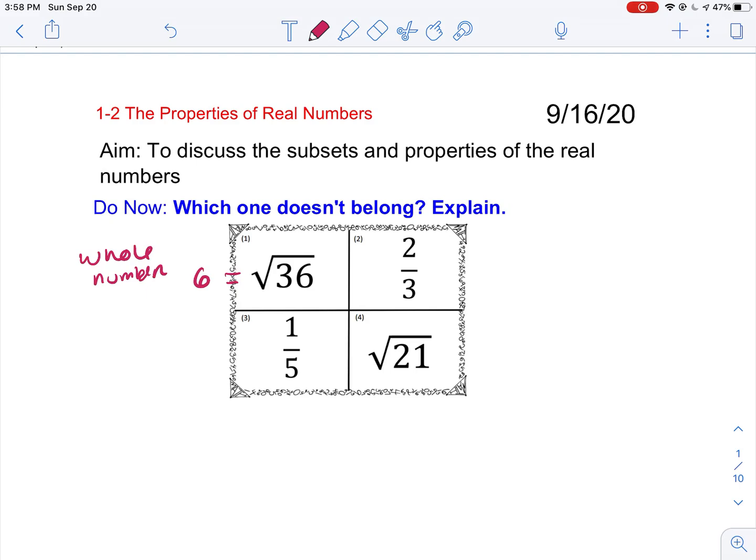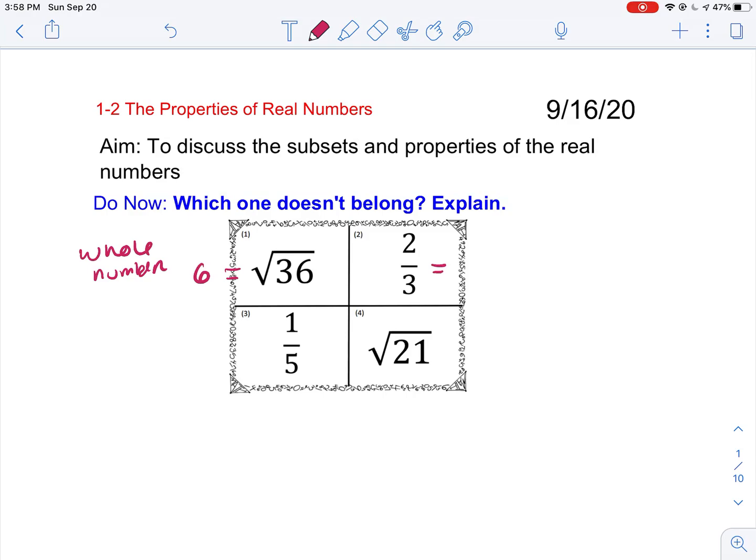2/3, what do we know about 2/3? Well, when we simplify it into a decimal, it's 6 repeating. We have a pattern that goes on forever and ever and ever, right? 0.6666666. So what's different about this number is that it is a repeating decimal.